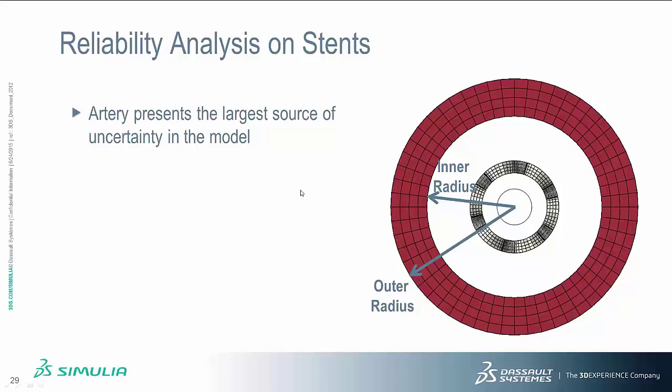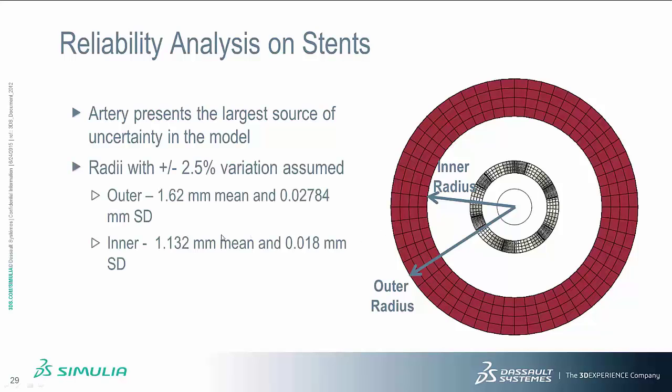To conduct the reliability analysis, there are two parameters that we'll focus on: the inner radius and the outer radius of the artery. This way we change the shape as well as the thickness of the artery. We are applying 2.5% variation for both radii. For the outer radius we start with a mean of 1.6 millimeter and a standard deviation of 0.027 millimeter. For the inner radius, we start with 1.132 millimeter and apply a standard deviation of 0.018.